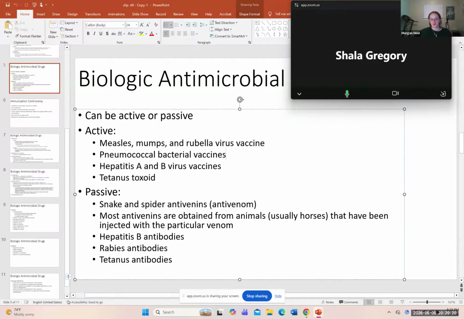Then passive is usually going to be my antitoxin or my anti-venom. Usually an antitoxin or an anti-venom is going to look more like a monoclonal antibody. Because if you get rabies, we don't really vaccinate you against rabies. But if you get bit by a wild animal and they have rabies, they're going to take you to the hospital and give you an antitoxin. Those are antibodies that they're going to give you to fight the infection. That was either lab made or made from a human.